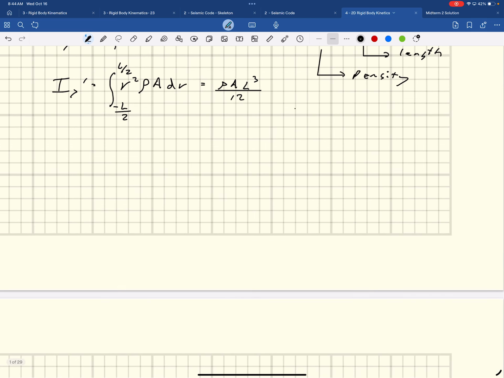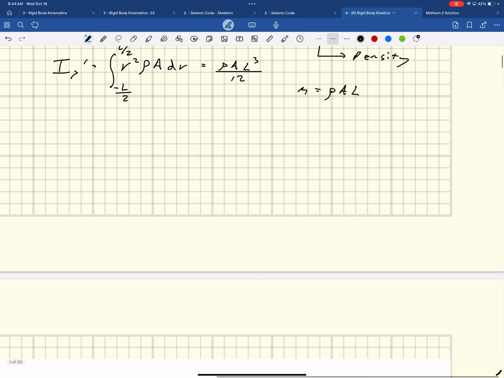My total mass, just a little side note, would be rho a L. If I take my density and multiply it by the cross-sectional area and the total length, it would give me my overall mass. So I'm going to take that and put it back up into this equation. This would be Iy prime is equal to mL squared all over 12. That's what we get for the moment of inertia of a slender rod about its y-axis.